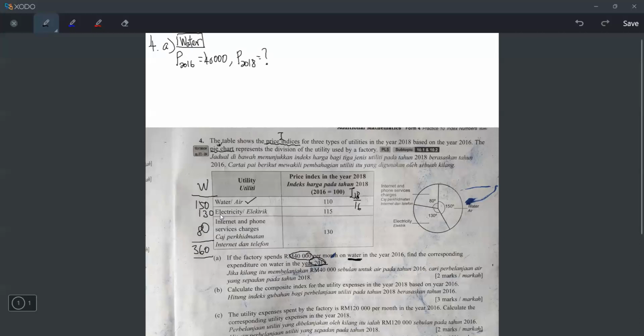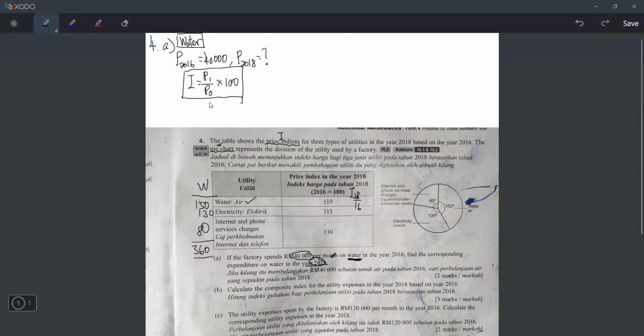So how to find it? When the question involves P, which formula must we use? Confirm use the first I formula, right? I equals P1 over P0 times 100. I even put it in a box for you. So confirm use this formula.